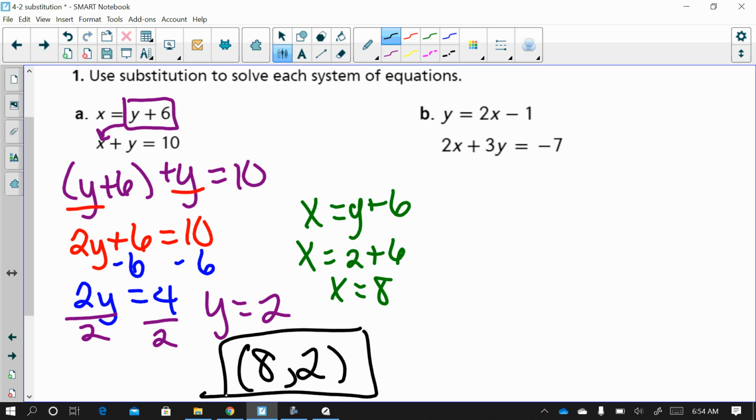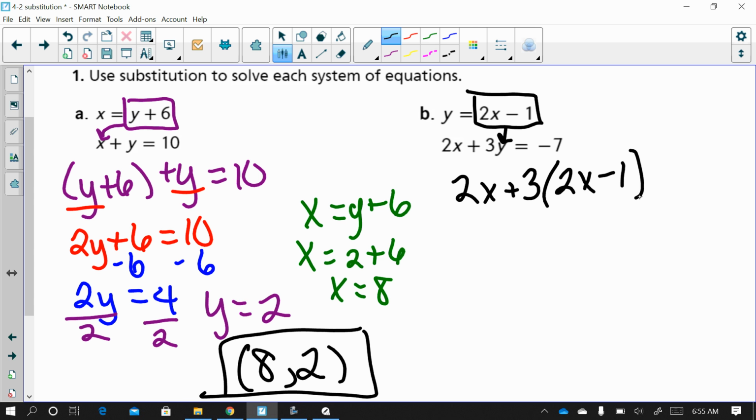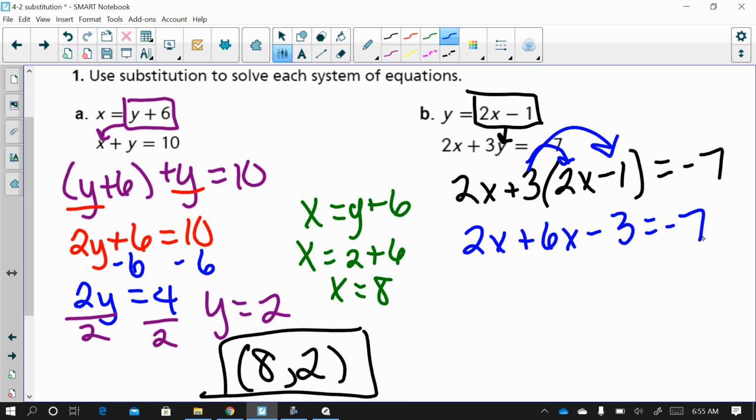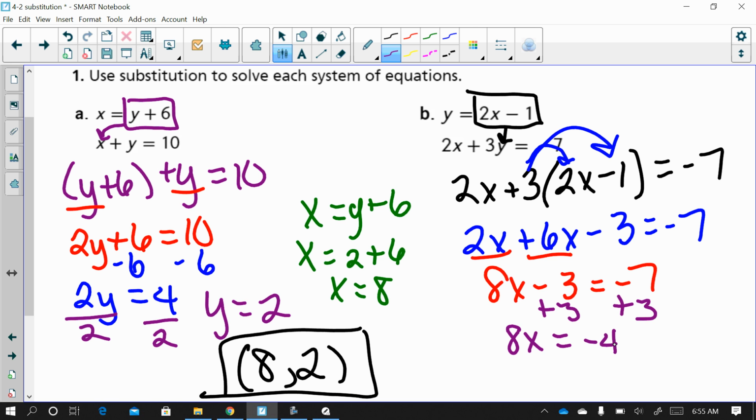Okay, pause the video and try letter B, please. Okay, letter B, we're back to y equals stuff. So I'm going to take this and plug it into y. So we get 2x plus 3, but instead of writing y, I'm writing 2x minus 1, equals negative 7. First thing we need to do is distribute. So 2x plus 6x minus 3 is equal to negative 7. Combine our like terms. 8x minus 3 equals negative 7. Add 3 to both sides. 8x equals negative 4. Finally, we divide by 8.